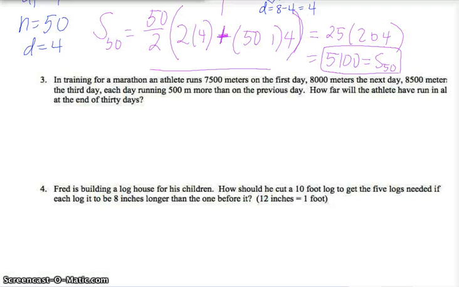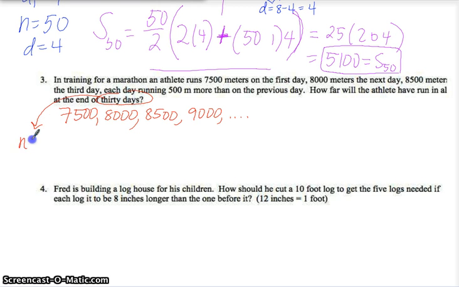Okay, let's move on to example 3. In training for a marathon, an athlete runs 7,500 meters on the first day, 8,000 meters on the second day, 8,500 meters on the third day, each day running 500 more than before. How far will an athlete have run in all at the end of 30 days? So at the end of 30 days, what does this represent? This represents our n. All right, we want to know after 30 days.